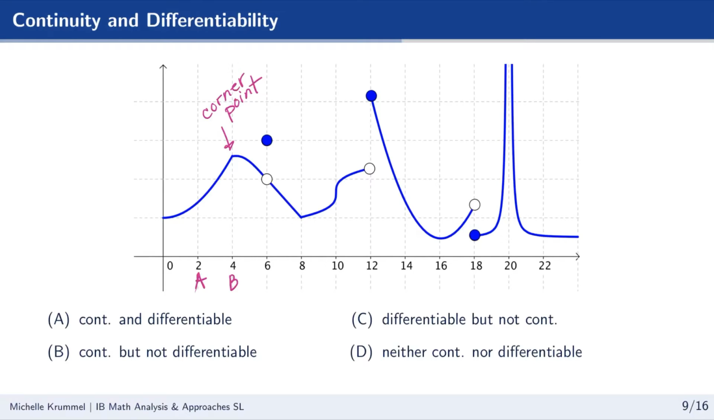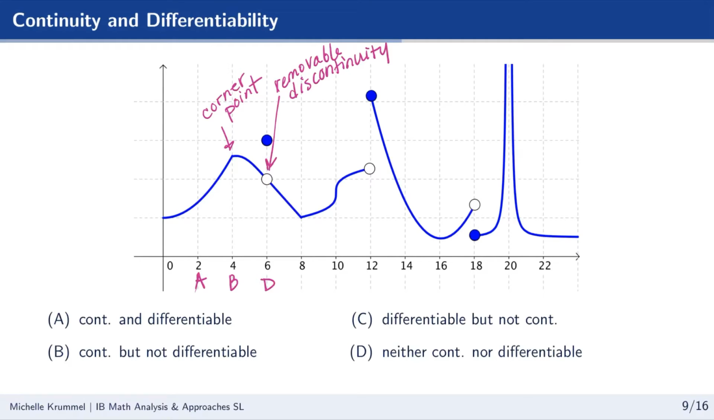At x equals 6, we have a removable discontinuity. That's immediately a deal breaker, not differentiable. And it's a discontinuity, so not continuous. So that is neither continuous nor differentiable. All right, so here we have, well, draw the arrow right there, removable discontinuity.